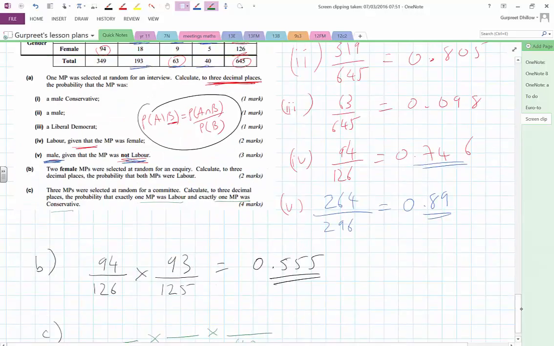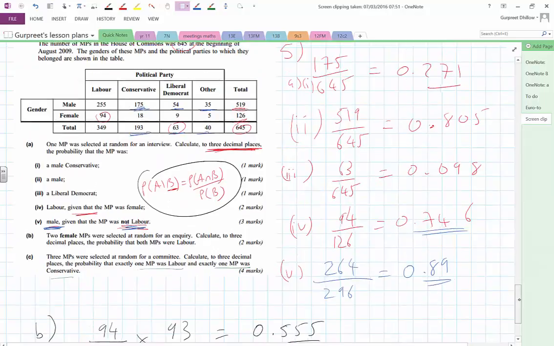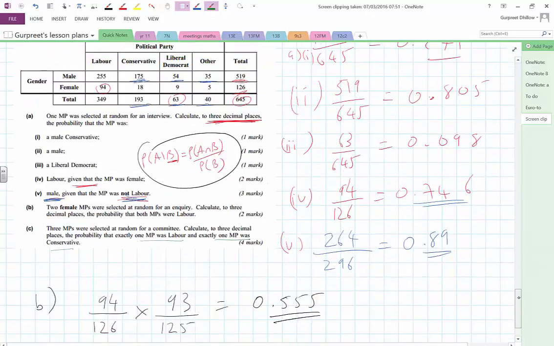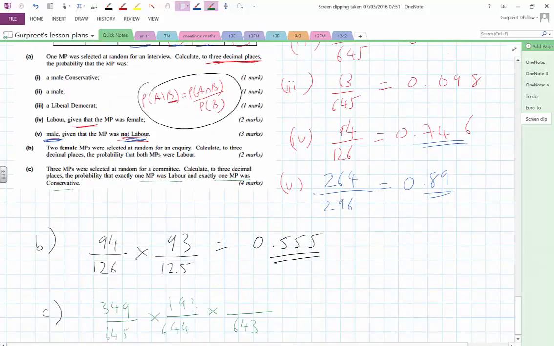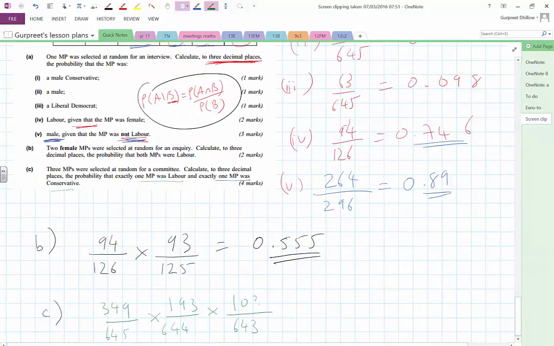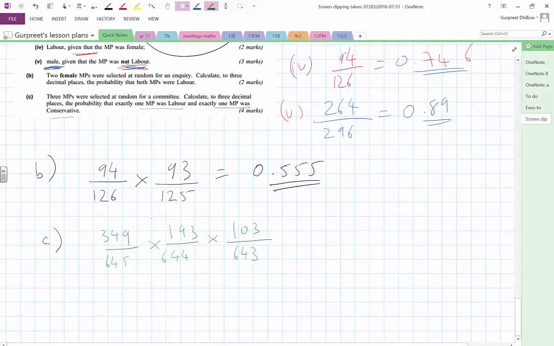Let's say we take the Labour one first. Well, there's 94 Labour to choose from. Oh, beg your pardon, that was just females. There are 349 Labour to choose from. Conservatives, there's 193 of those. But the other one, you don't want to be Conservative or Labour, so there's 63 add 40, 103 of those. You're going to do this, but here I've done select a Labour, then a Conservative, then not either.